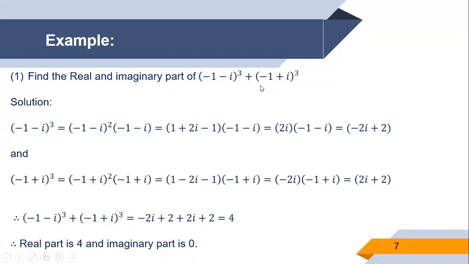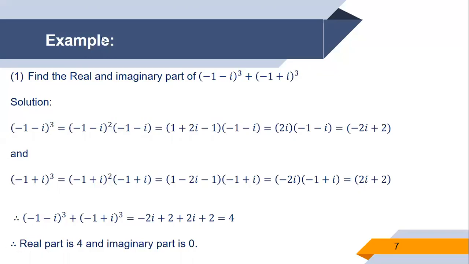Similarly, we expand the second part, (minus 1 plus i) raised to 3. This is equal to (minus 1 plus i) square into (minus 1 plus i). This is equal to minus 1 square is 1, minus 2i, plus i square is minus 1, minus 1 plus i. The minus 1 and plus 1 cancel. So minus 2i minus 1 plus i is equal to 2i plus 2.